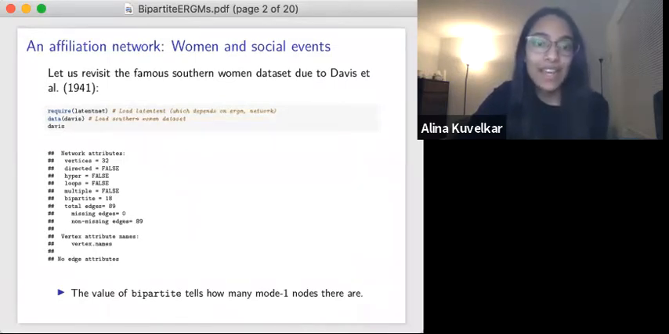The name of the data set is Davis, and it exists as part of the latentnet package, which also depends on the ergm and the network packages. We're not really focused here on using the capabilities of latentnet; we're mainly just using it for the data set. When we type the name of the data set here, we see that the network has 32 vertices, and 18 of them are mode 1 nodes, which means 14 of them are mode 2 nodes. In this case, the 18 mode 1 nodes represent the women, and the 14 mode 2 nodes represent the events.